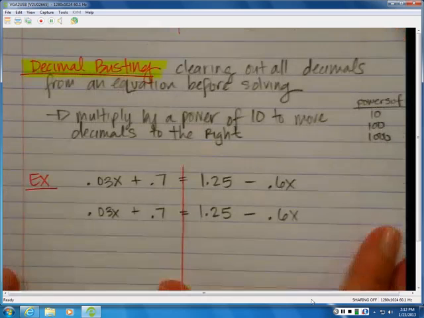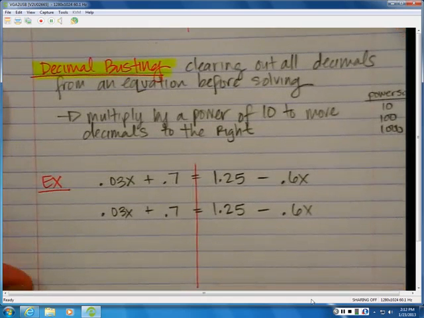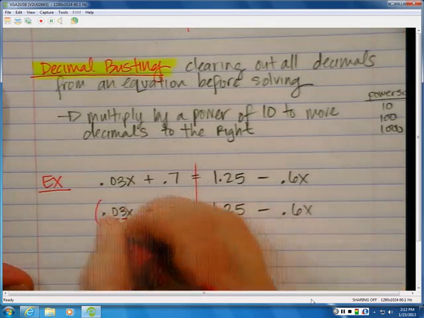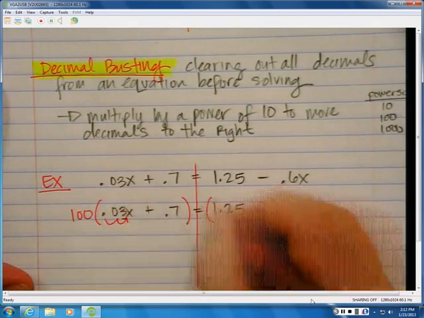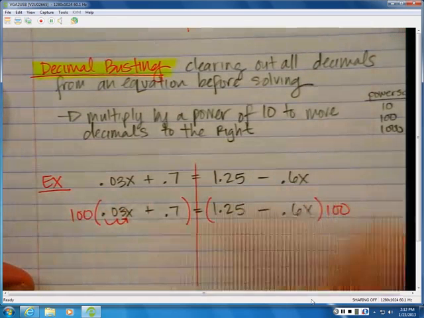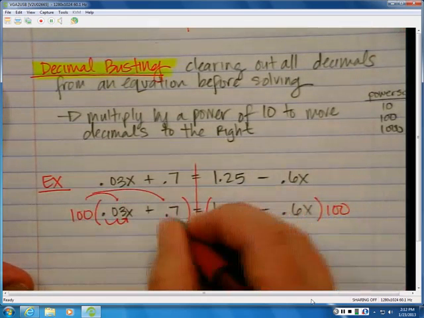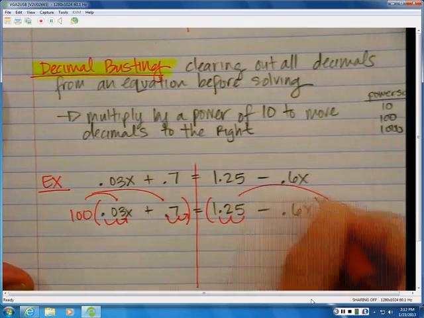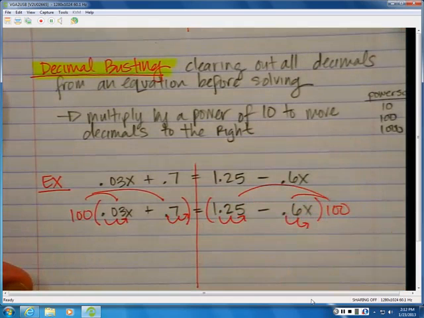So you can do anything to an equation you want as long as you do it to both sides. I need to pull this 2 scoops over, which tells me I need to multiply both sides by 100. Take that 100, distribute it to both terms. That's going to pull this 2 scoops to the right. Same thing on the right. We distribute that. It goes 2 scoops to the right, 2 scoops to the right.